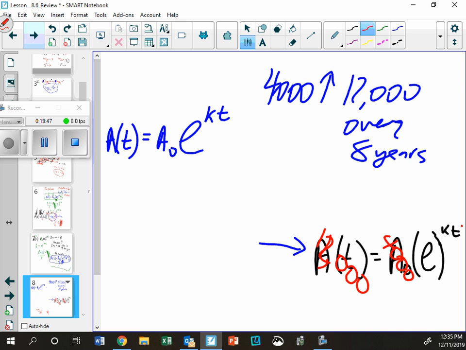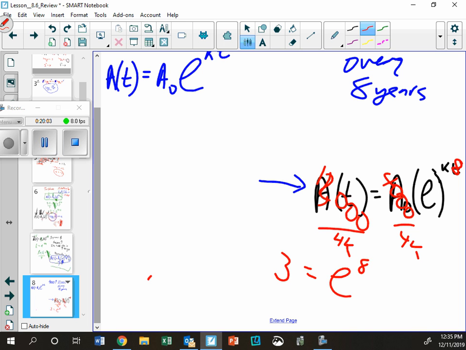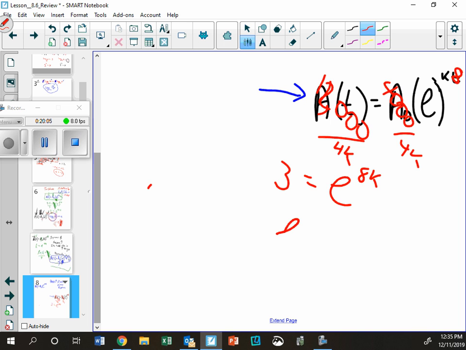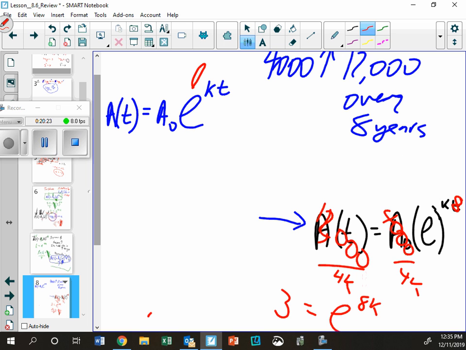Okay, 4,000, 12,000, and time, 8. I'm going to go a little quicker this time than last time because we still have a lot more things to cover. So 12,000 divided by 4,000, I'm dividing by 4K on both sides, is 3 equals e to the 8k. I'm taking the log. ln of 3 is equal to 8k. So then divide by 8, divided by 8. And so basically this worked just fine. It didn't have to be a half-life question. I figured out my k. Now I'm going to put that k in, which is ln 3 over 8, and that goes right here.